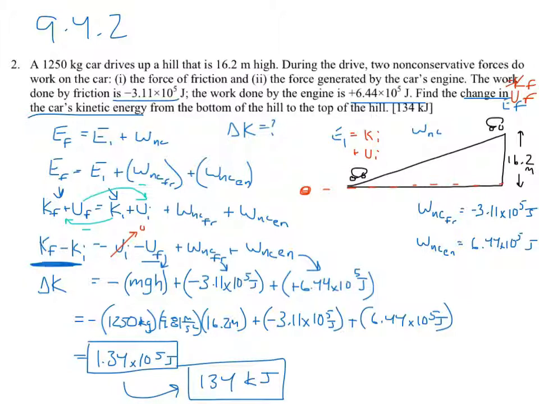All right. The important thing to remember is to watch your signs. This final potential energy was a minus right here. This work due to friction was a minus, and this positive work due to the engine was positive right here. The first time I did this problem, I have to admit, I missed a sign, and I got the wrong answer. So I went back and checked. Check your signs. Make sure all your signs are right. Then when you plug and chug, you should be in good shape.